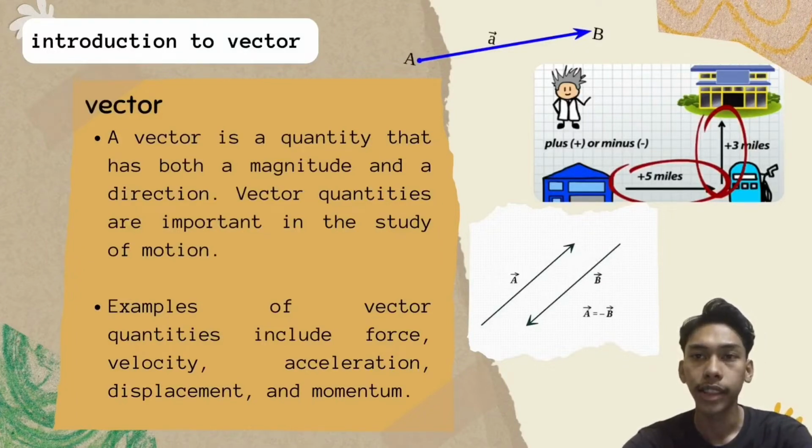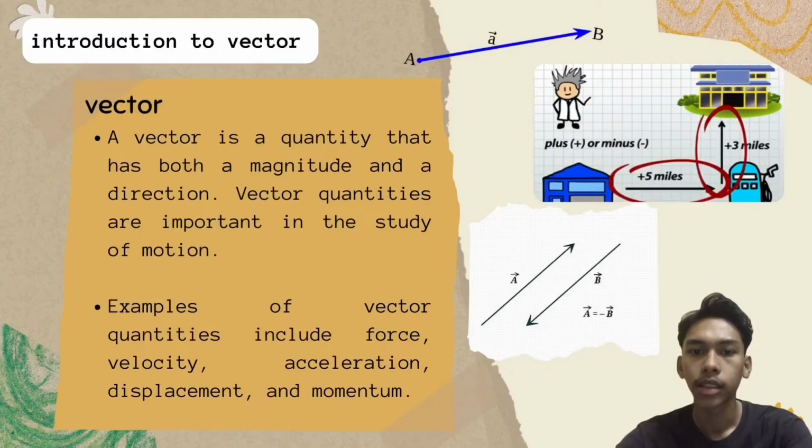What is a vector? A vector is a quantity that has both a magnitude and a direction. Vector quantities are important in the study of motion. Some examples of vector quantities include force, velocity, acceleration, displacement, and momentum.